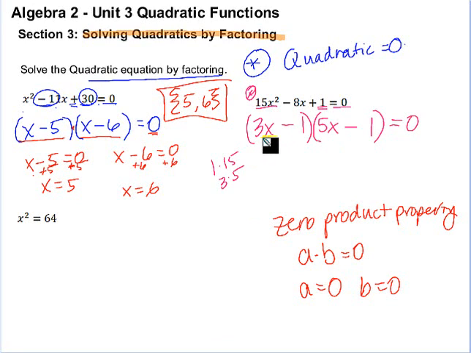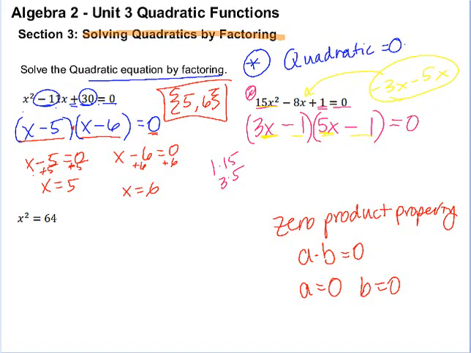So 3x times 5x gives us our 15x squared. 3x times negative 1 is negative 3x. Negative 1 times positive 5x is a negative 5x. These two certainly combine together to give us our minus 8x, so it's factored correctly.